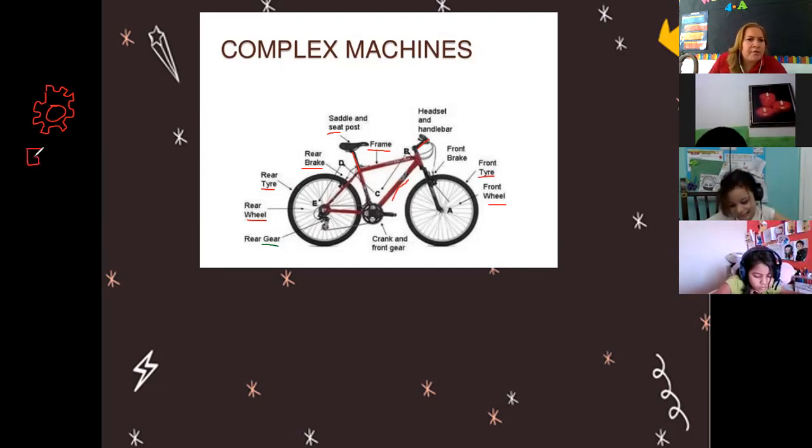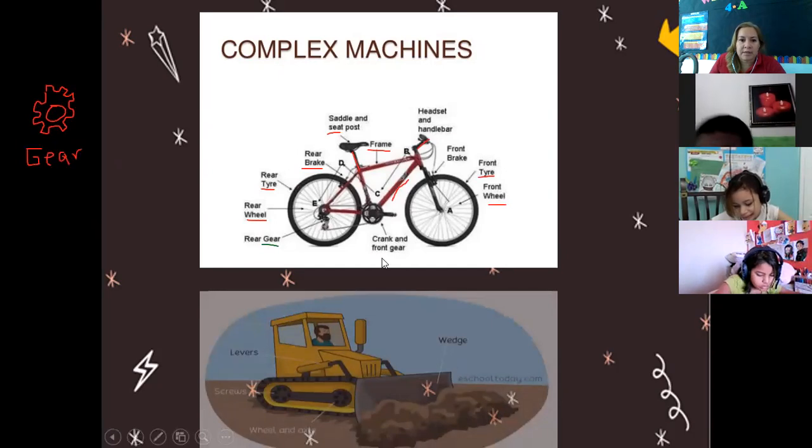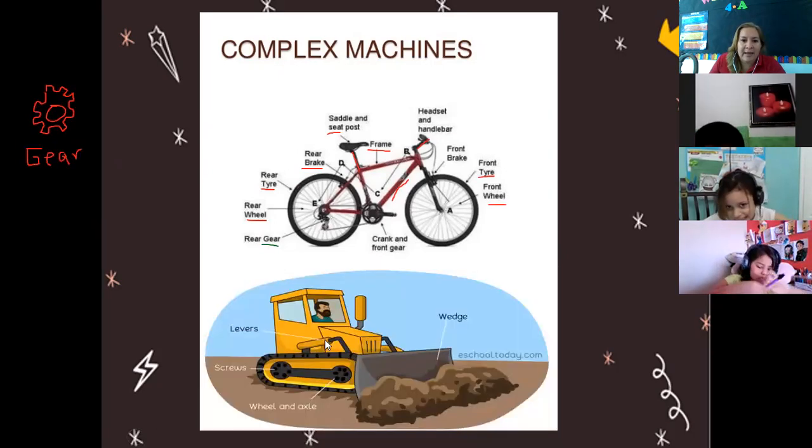Thank you, Miss. Another complex machine that has gears are watches. The watch inside has some of these here, and that's how the watch works. Another example of a complex machine. This one is another example, has levers, has screw, wheel and axle, has a wedge here. Okay, draw the bicycle and write complex machine.